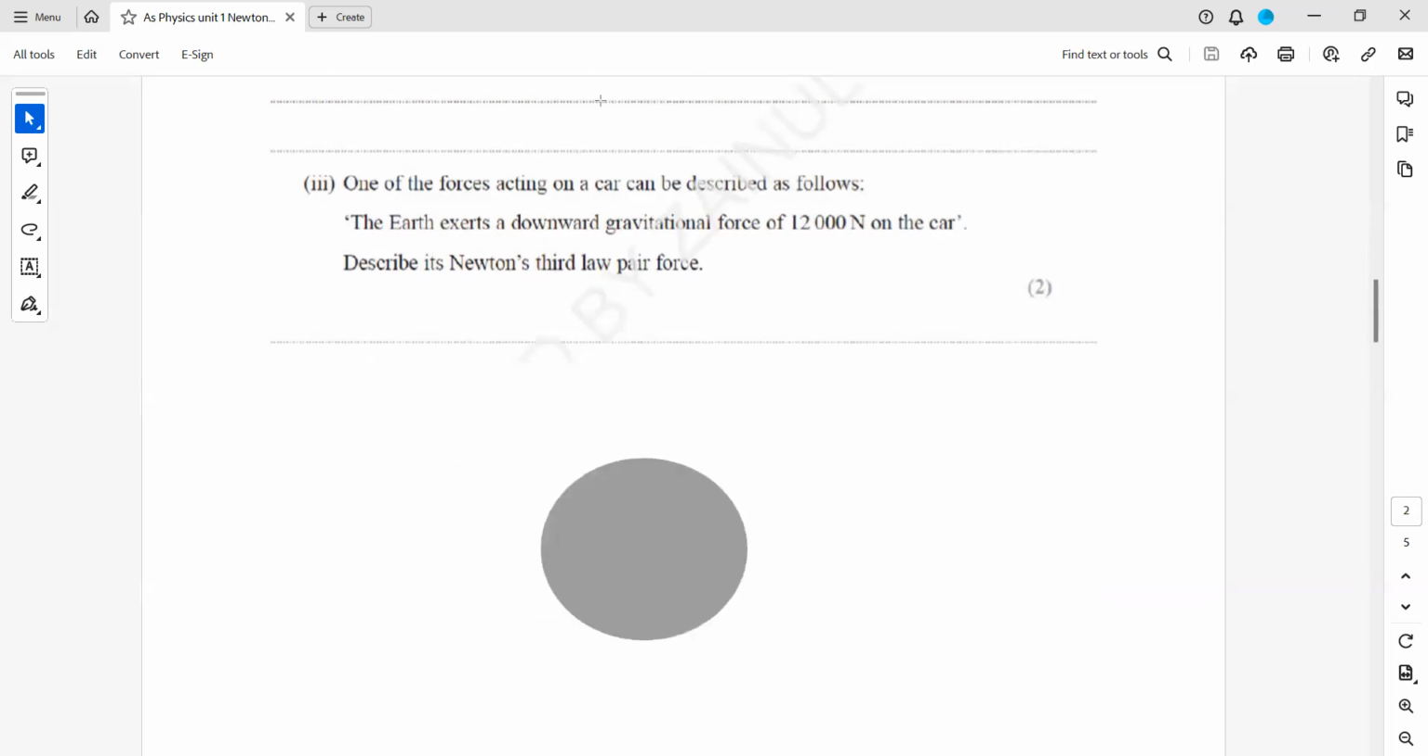Say this is a car and it experiences a gravitational force of 12,000 Newton. So if this car experiences a 12,000 Newton gravitational force, what will be the pair force? The pair force will be 12,000 Newton, the force of the car on the earth to pull the earth, that is a gravitational force, which will act in the opposite direction. So the Newton pair force will be a 12,000 Newton force on earth by the car.